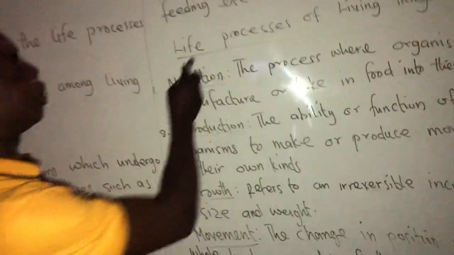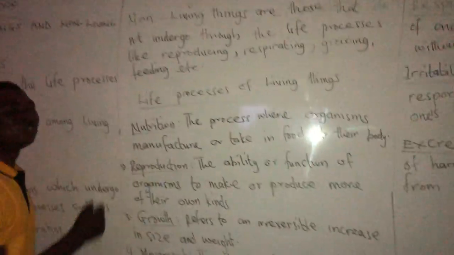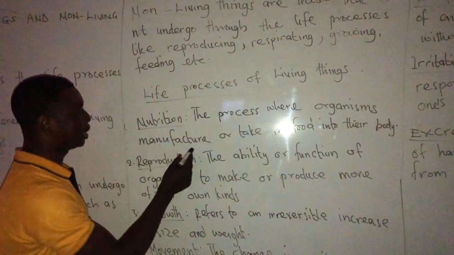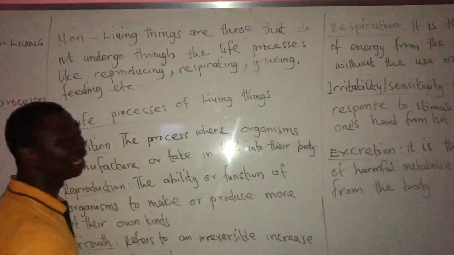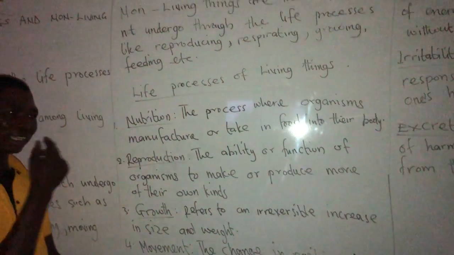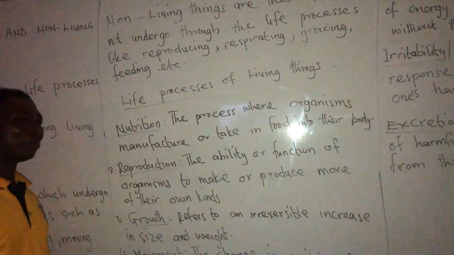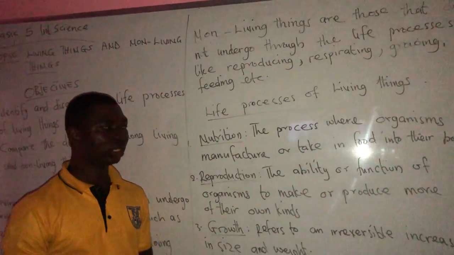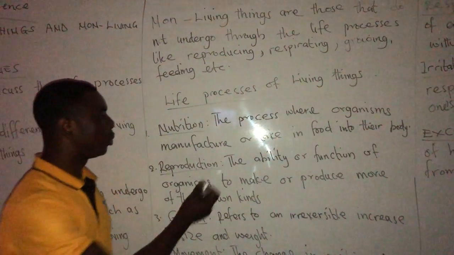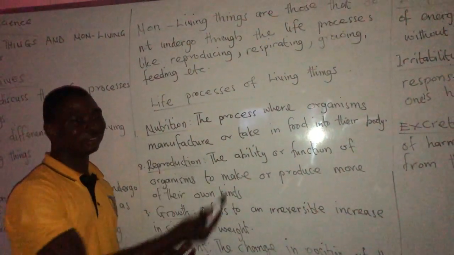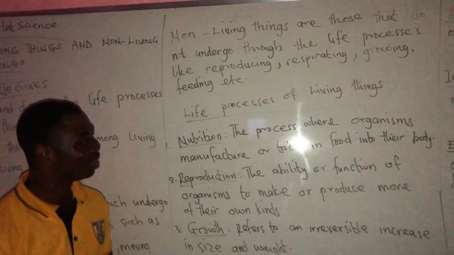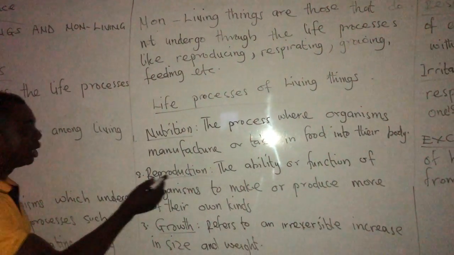Okay, quickly, let's move on to the life processes of living things. One is nutrition. What is nutrition? It's the process where organisms manufacture or take in food into their body. If you can take in food into your body, or you can manufacture your own food, for example a tree or plant, they manufacture their own food. And we, human beings and animals, also take in food produced by the plant. So animals, plants and human beings are living things.